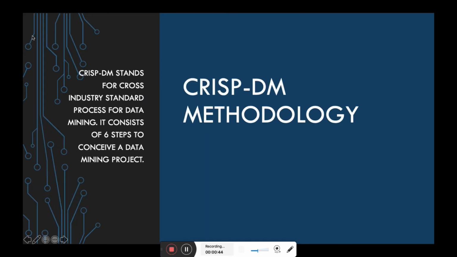Now, what exactly is the CRISP-DM method? As you can see, CRISP-DM stands for Cross-Industry Standard Process for Data Mining, and it basically consists of 6 steps to conceive a data mining project. The model does not require capturing all possible routes through the data mining process, and I can straight away jump into the stages of the process. So basically it has 6 stages, as I've said to you.